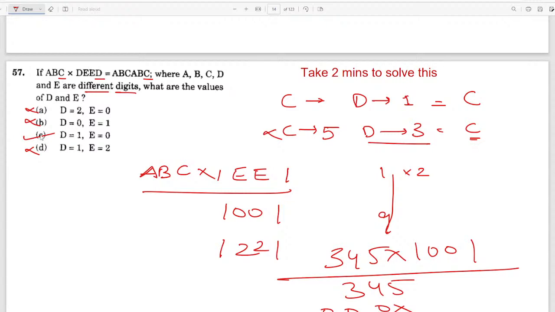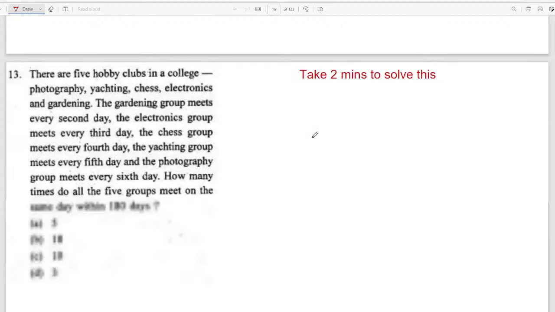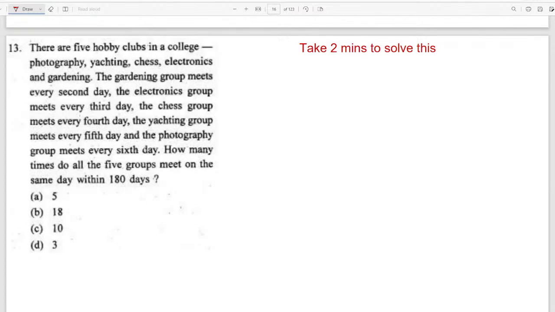Option D is wrong. I hope this is clear. If you have any doubt, please ask, or else we'll move to the next question. We'll move to the next question then. It'll take 2 minutes to solve this question.